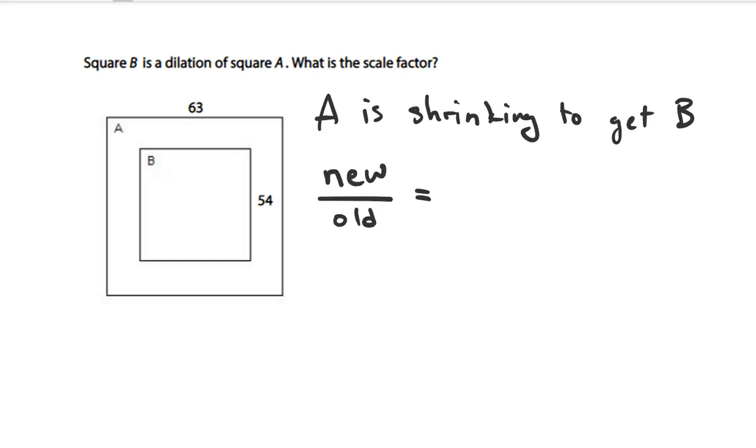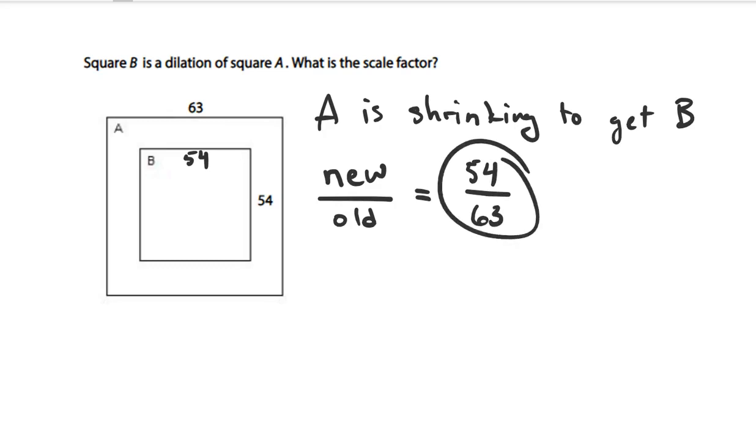And our new image, and look, 54, since this is a square, if this is 54, well, this is also 54, this is also 54, right? So they're all the sides are 54 for square B. Same thing for square A, all the sides are 63. So we can just compare each side as if they're all the same. So we have the new image, which is B of 54. We're going to divide that by the old dimensions of A, which is 63.